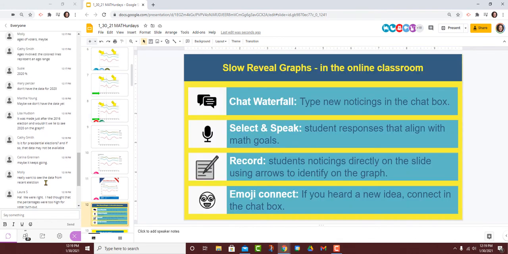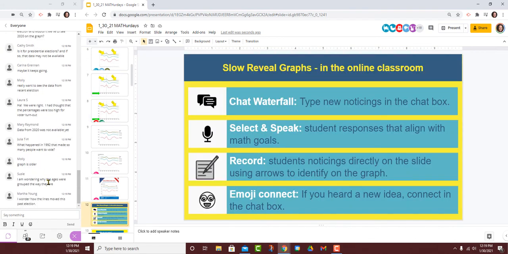With the Emoji Connect, I actually get a lot more participation with my middle school students with the emojis. It's like they just can't stop putting them in the chat box. And what that tells me is that they want a voice, they want a chance to share their thinking, and they're in front of their computers and they're ready to engage. So those are some of the things that I like to bring into the virtual world.